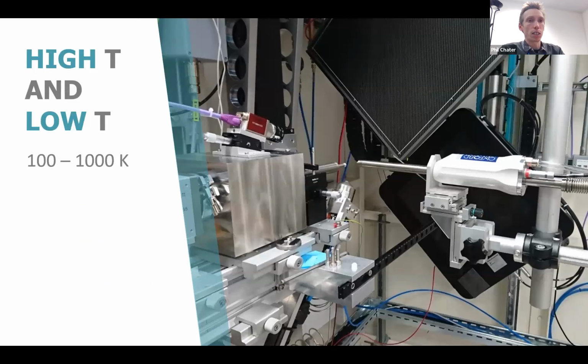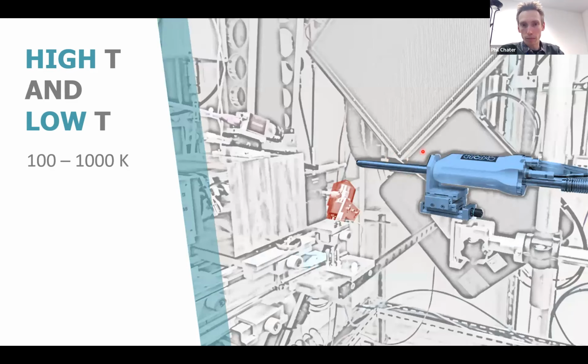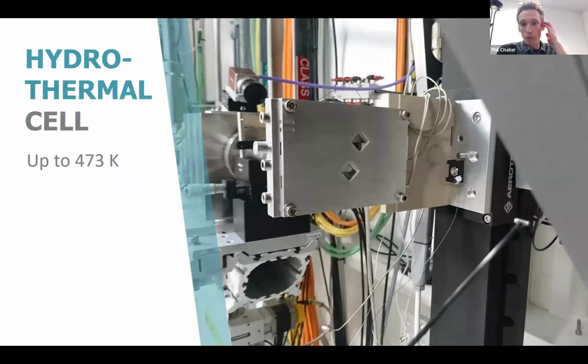So our standard experiments, we can offer a high and low temperature very easily from 100K to 1000K. That's done using this cold gas system and a hot gas system. We developed some of our own sample environments. So this is a hydrothermal cell, which can do experiments in sealed quartz capillaries up to 200 Celsius, 473 Kelvin. And this way we can look at things like in situ formation of zeolites in completely sealed hydrothermal setups.